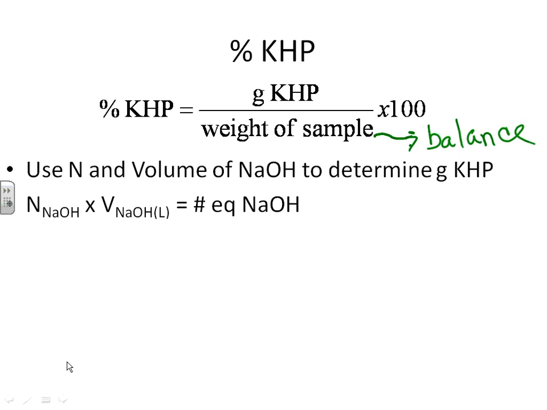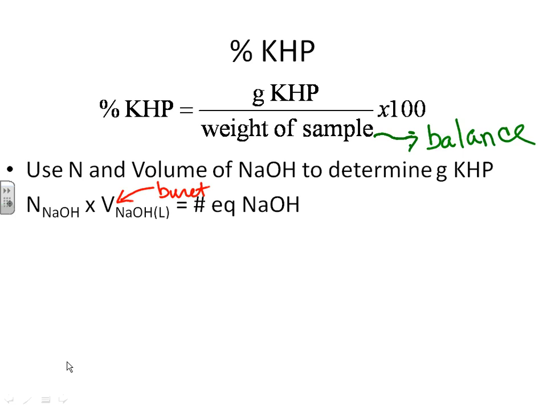The normality of your NaOH, which you previously calculated in the lab, times the volume of the NaOH, which is going to come from your burette, will give you the number of equivalents of NaOH. What is special about the number of equivalents of NaOH?